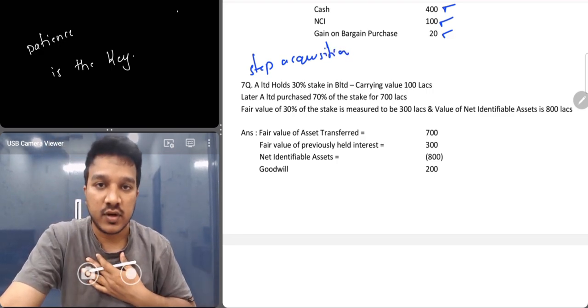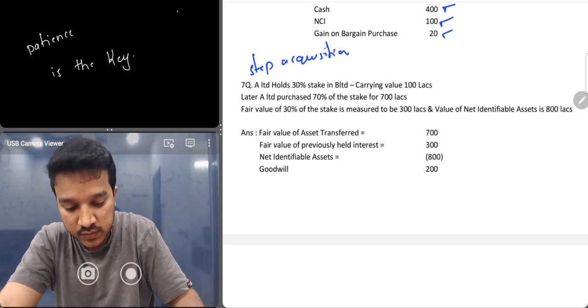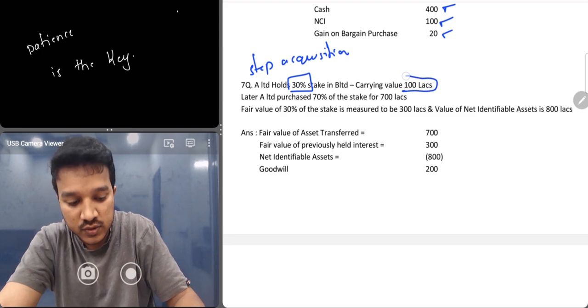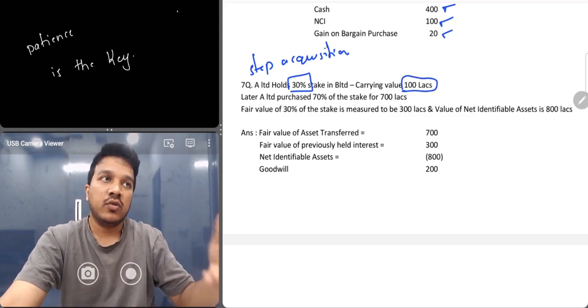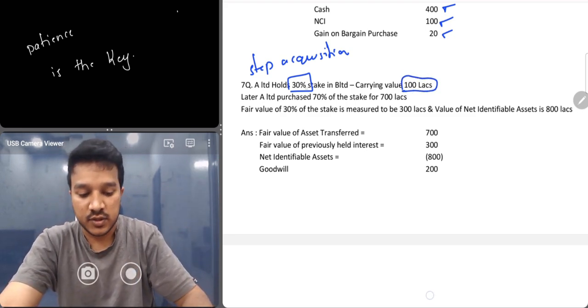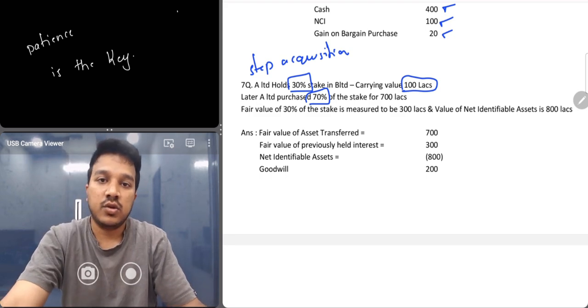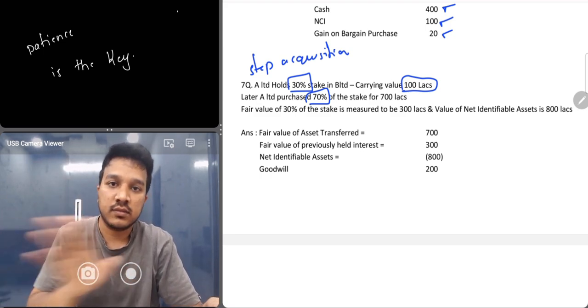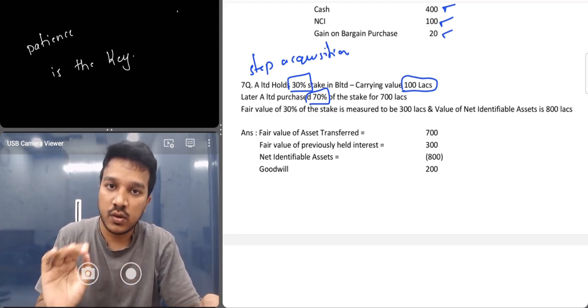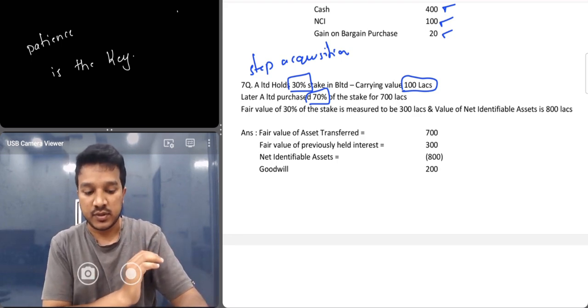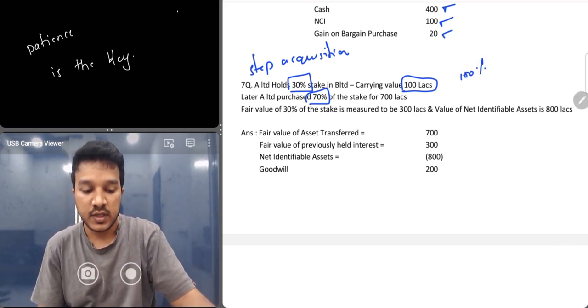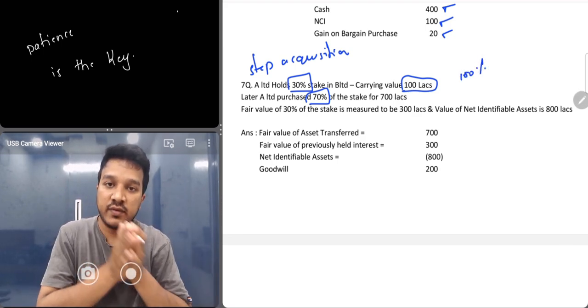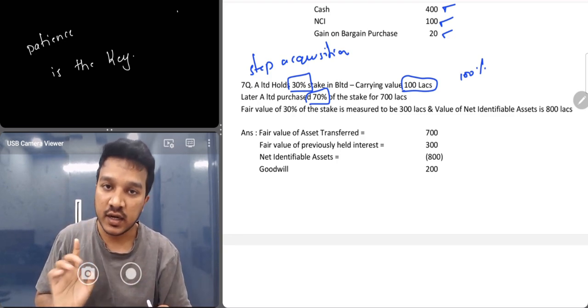See, understand, first I invested only 30%. उसका carrying value in the books is 100 lakhs. Later on what I did, I purchased even the other 70% also. Okay, तो पहले मेरे पास only 30% था. At that time I didn't have any control. Okay, now I purchase balance 70%. Total I'm holding 100%. That is, I'm having control. If you're holding more than 50%, that means that you're having control.